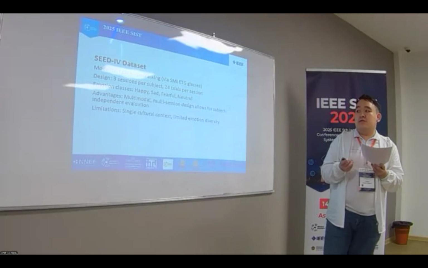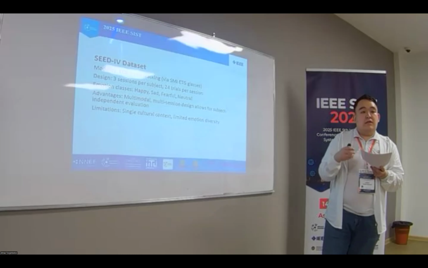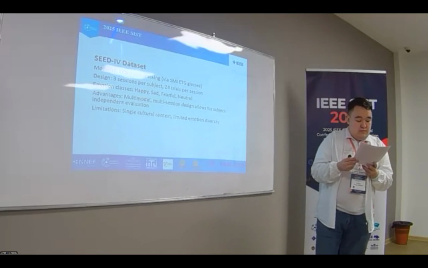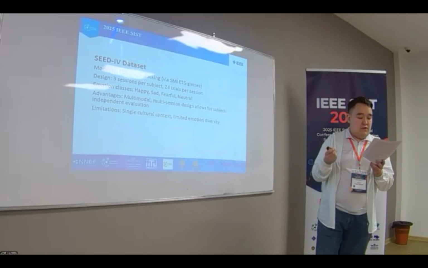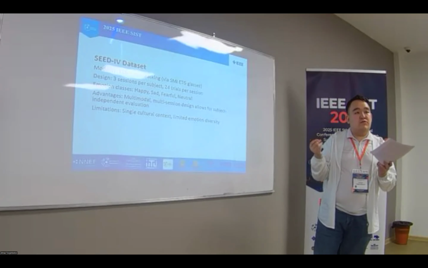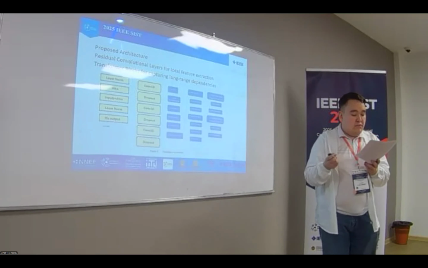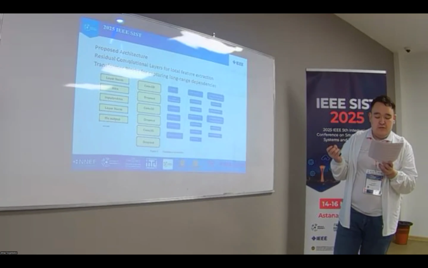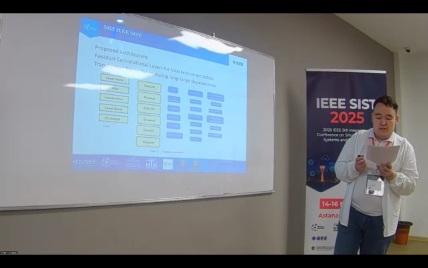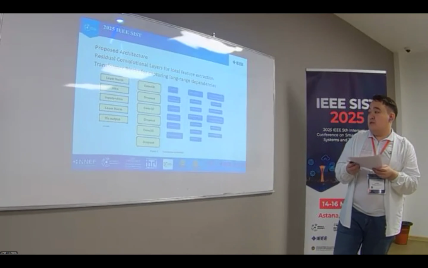To train our model, we use the SEED-IV dataset. It contains EEG and eye tracking. It has 4 emotions: happy, sad, fearful, and neutral. Our model will work with different people. Here is our proposed architecture. Our architecture starts from CNN layers to find patterns in EEG. Then we use transformer layers to understand the timing and flow of these patterns. And finally, it makes a prediction about the emotion.